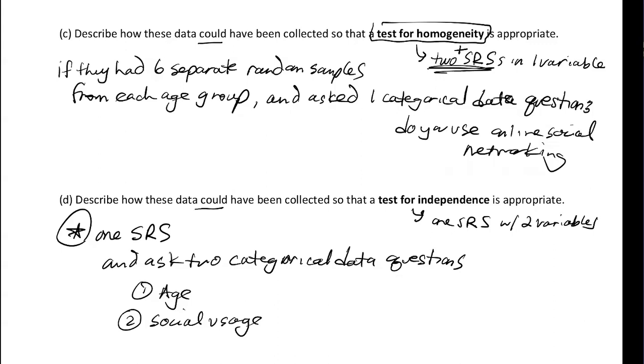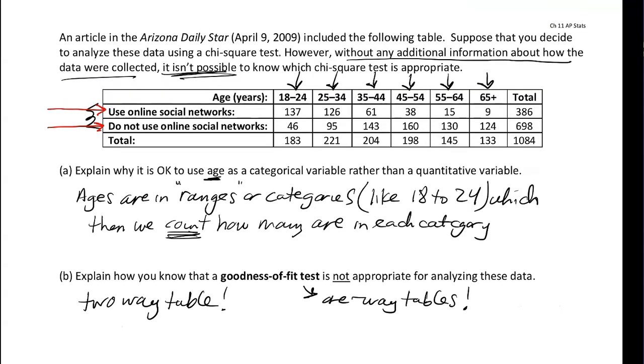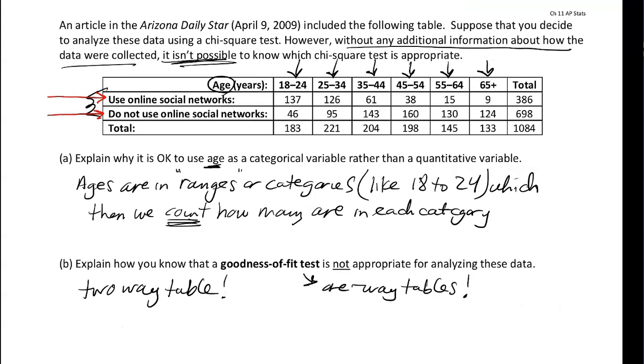It would be pretty difficult to do it the other way, to take 6 separate random samples from different age groups. You'd have to know the person's age, which would be a categorical data question: what's your age? So again, they're probably looking to see, is there an association between age and someone's usage of social media?